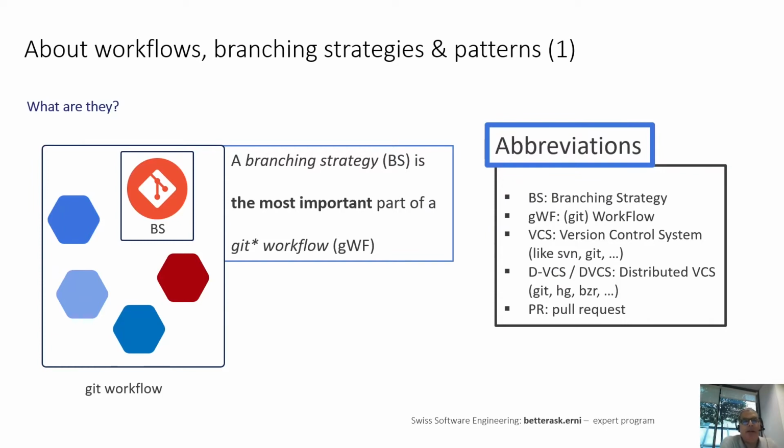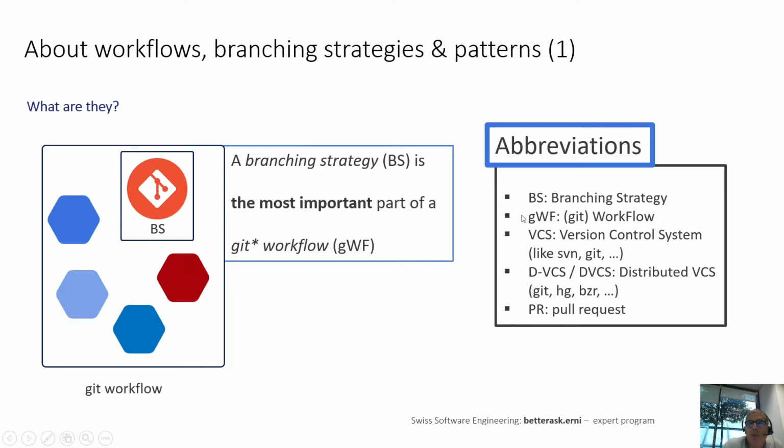Let's start. What is this thing about workflows, branching strategies, and patterns? Branching strategy is the most important part of a Git workflow. A Git workflow, we will see, is many other things, like it's represented here with these hexagons, and we will see the contents of that in the next session. But the branching strategy is the most important part.